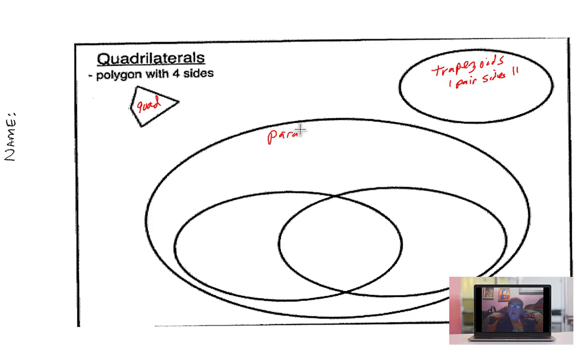Parallelograms have both pairs of sides parallel. Means parallel. So both side pairs are parallel on a parallelogram.